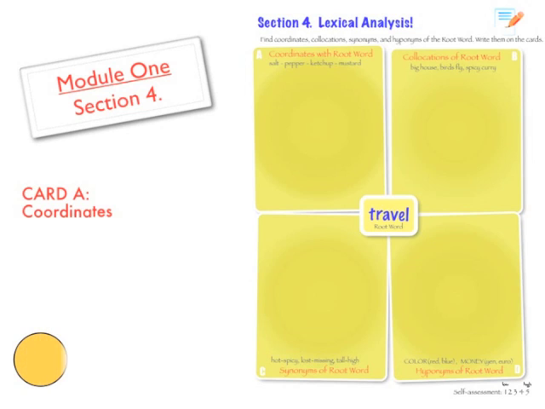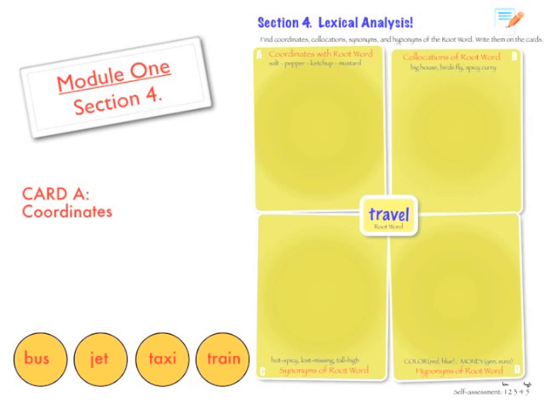Now, let's see an example for this immediate root word, travel. What can we come up with? Here, bus, jet, train, and taxi. I guess these are like modes of travel, right? Or vehicles. Okay, you could use. Perhaps you could. What else could you put there? Horse. Get interesting. Skis. Bicycle. You know. All right. So these are coordinates.